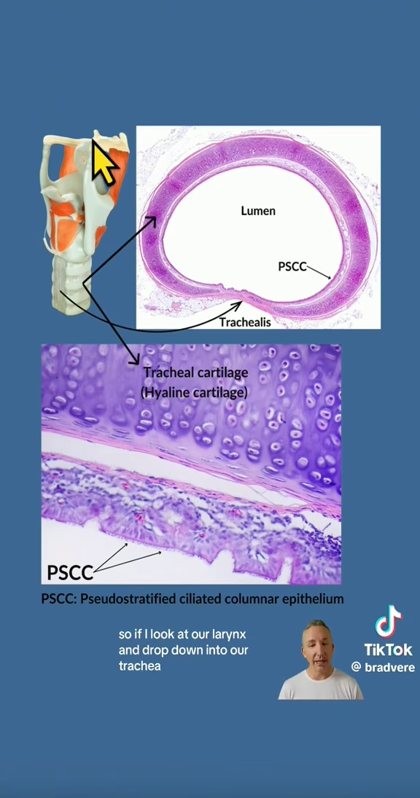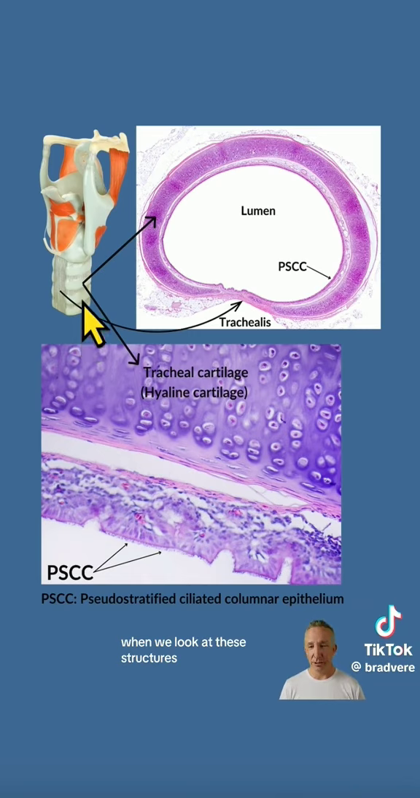So if I look at our larynx and drop down into our trachea, remember most of our cartilages are made up of hyaline when we look at these structures. So as I expand on this ring here, this ring is my tracheal ring, and I pull it out and look at a higher magnification.